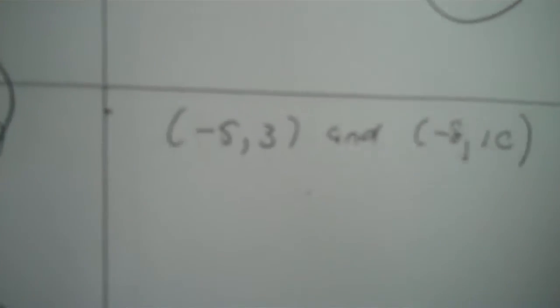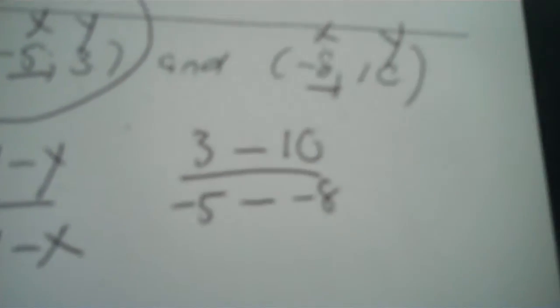Negative 5, 3, negative 8, 10. So y minus y, x minus x. I'm comparing the x's to know which one to start with. Negative 5, negative 8. Negative 5 is bigger than negative 8, so we're going to start with this one. So put 3 on top, negative 5 on the bottom. Then after the minus is 10 on top, negative 8 on bottom.